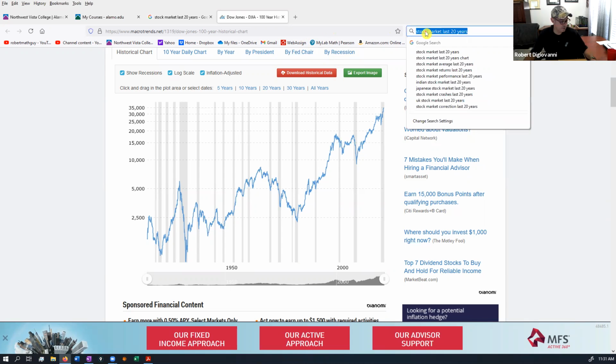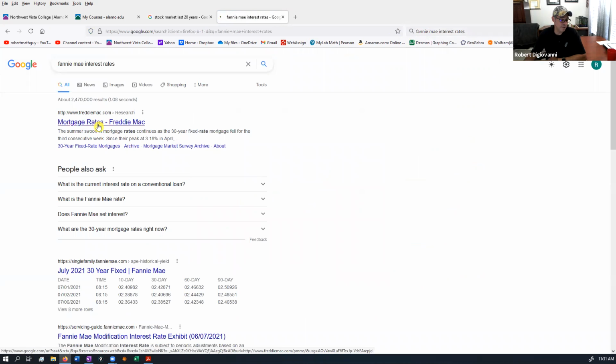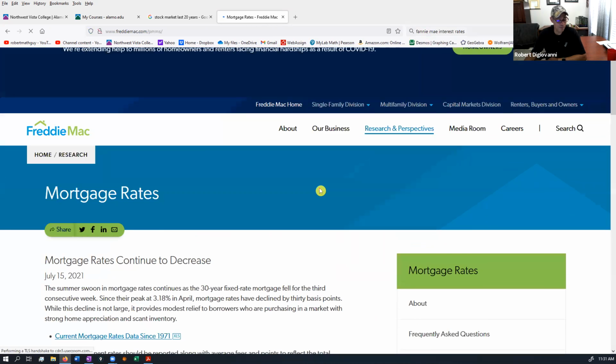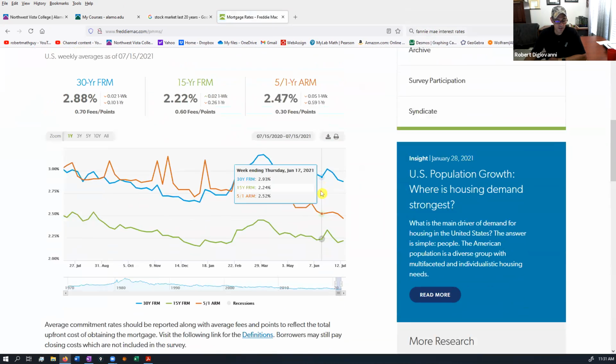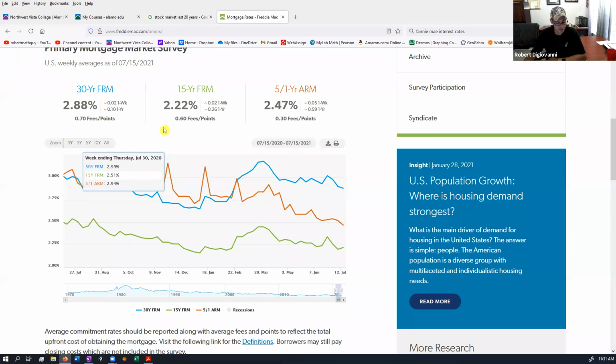Another one, let's see, interest rates. Fannie Mae interest rates. I don't know how many of you are in the market to buy a house right now, but if you were, you could see what the interest rates are over the past year. Y'all know what an interest rate is? When you buy a house, most people don't have enough money to just buy a house, right? You just don't have $300,000 sitting in the bank. So you go to a bank, say, I'd like to borrow $300,000.